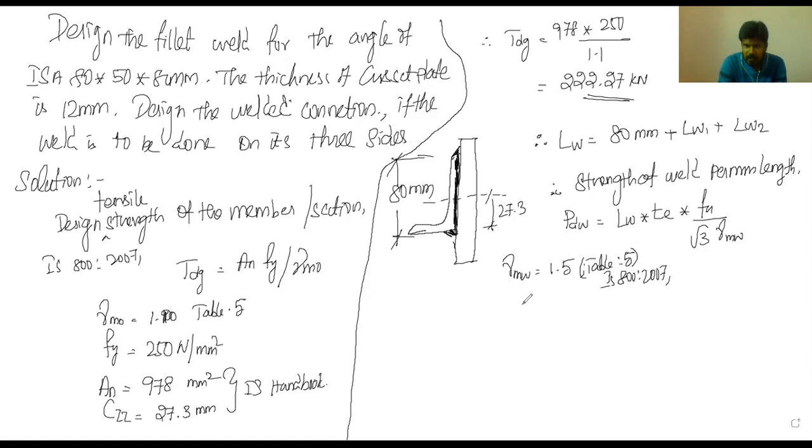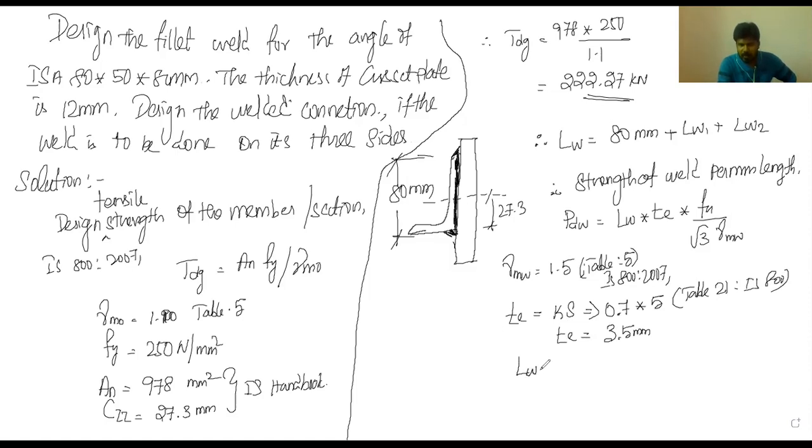Next, Te. If we need Te, we need the size of weld. We all know the K factor value is 0.7, and the size of weld for a 12 mm thick plate is 5 mm, from table 21 of IS 800. If I substitute this, I get 3.5 mm as throat thickness. Here per mm length, so Lw is equal to 1 mm. Therefore, Pdw, the strength of weld per mm length, is equal to 1 into 3.5 into 410 divided by root 3 into gamma mw 1.25.